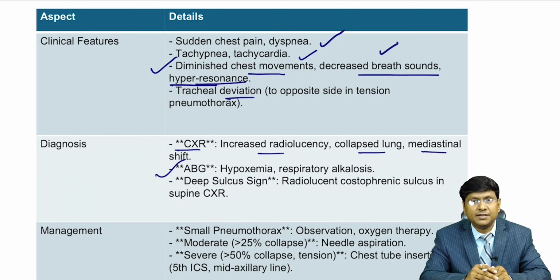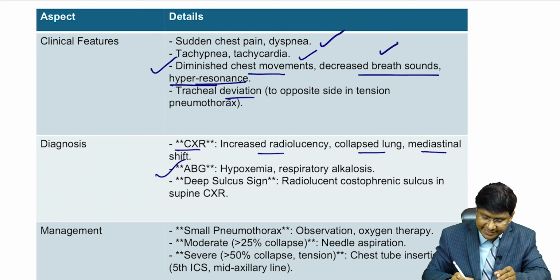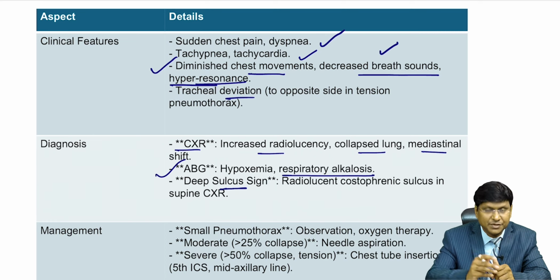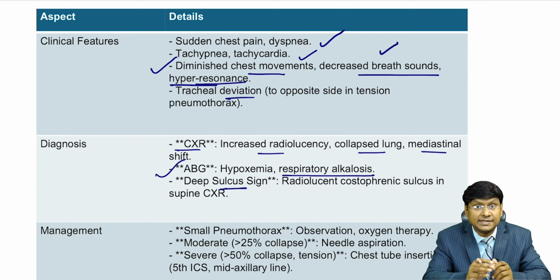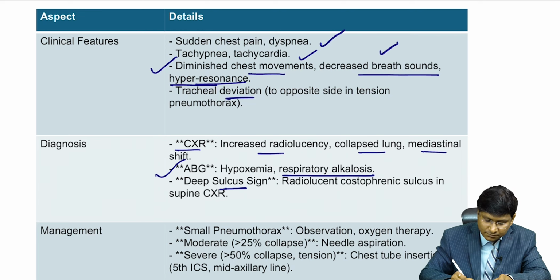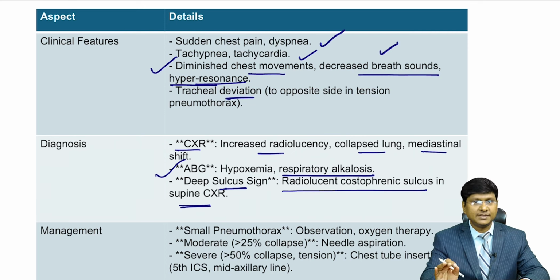And if you take the ABG, there is hypoxemia in these individuals, and hypoxia is the one which will cause increase in the respiratory rate, and that will cause the hypocapnia. So there will be respiratory alkalosis in the ABG. And next, when you do a chest x-ray, it will show the presence of a deep sulcus sign. Mainly when you do a chest x-ray in the supine position, there is insinuation of the excess air into the costophrenic angle, and we call it the deep sulcus sign. So radiolucent costophrenic sulcus in the supine chest x-ray. So that is about the diagnosis.